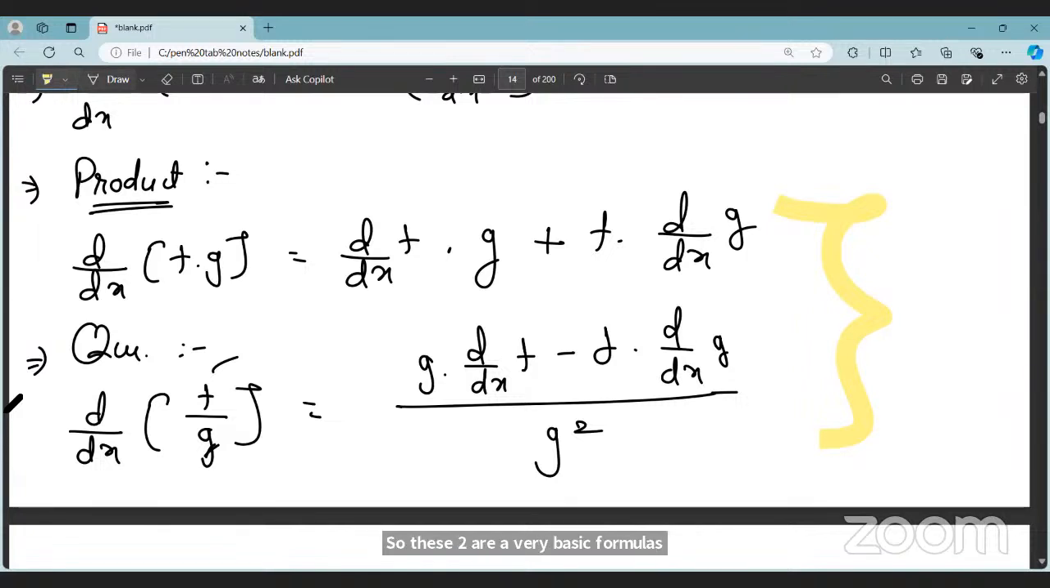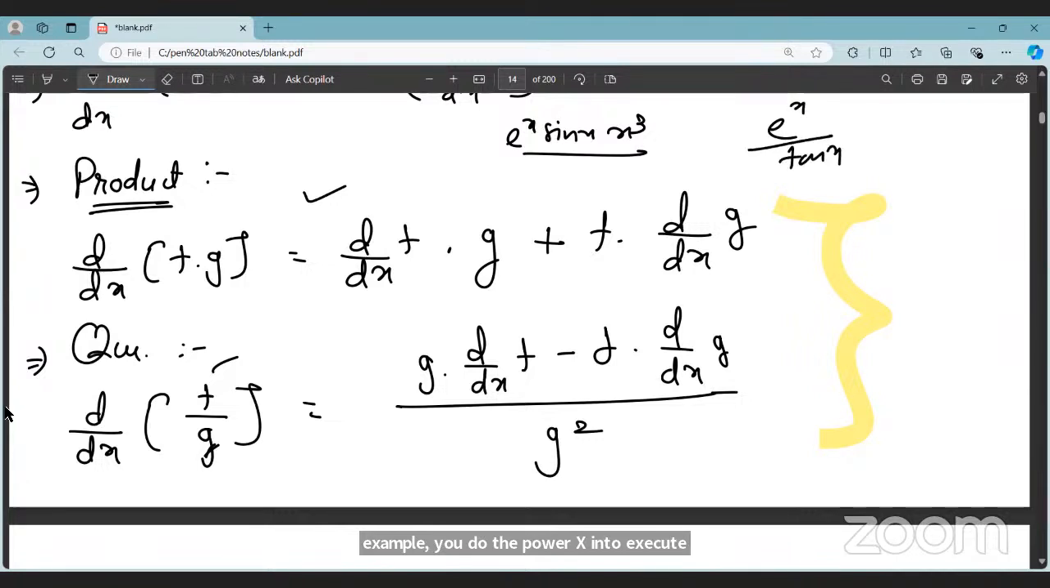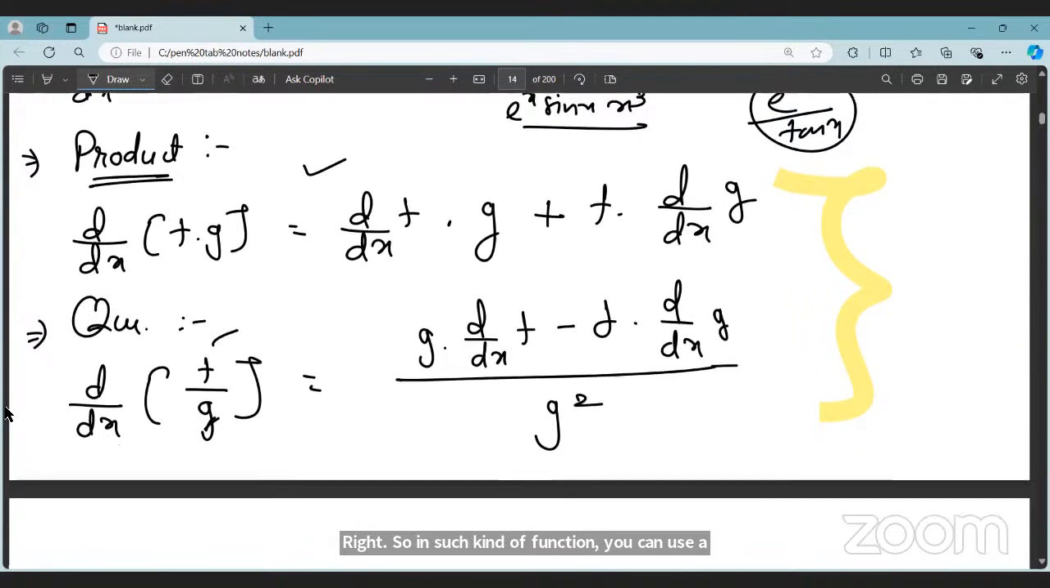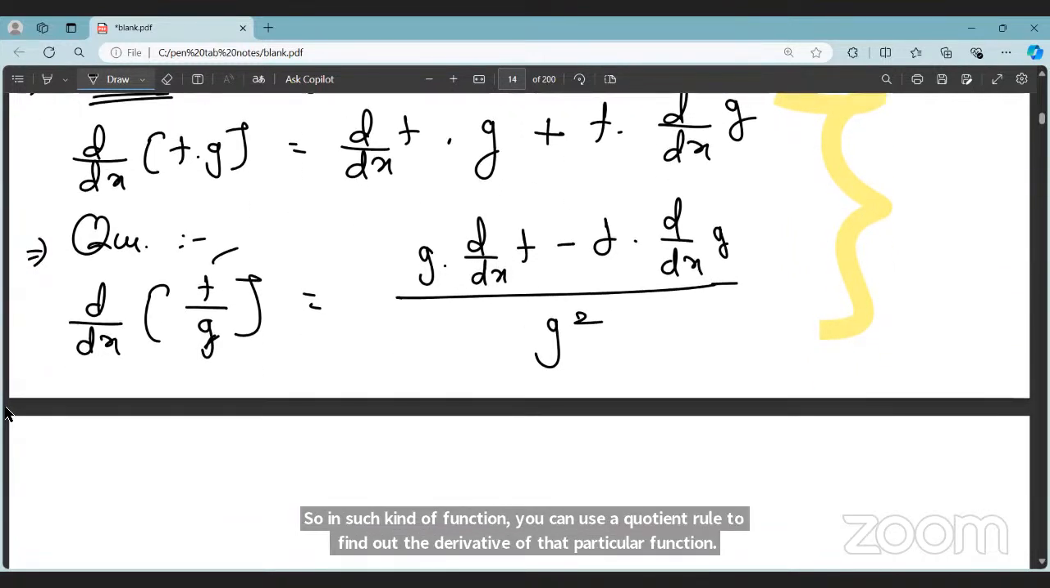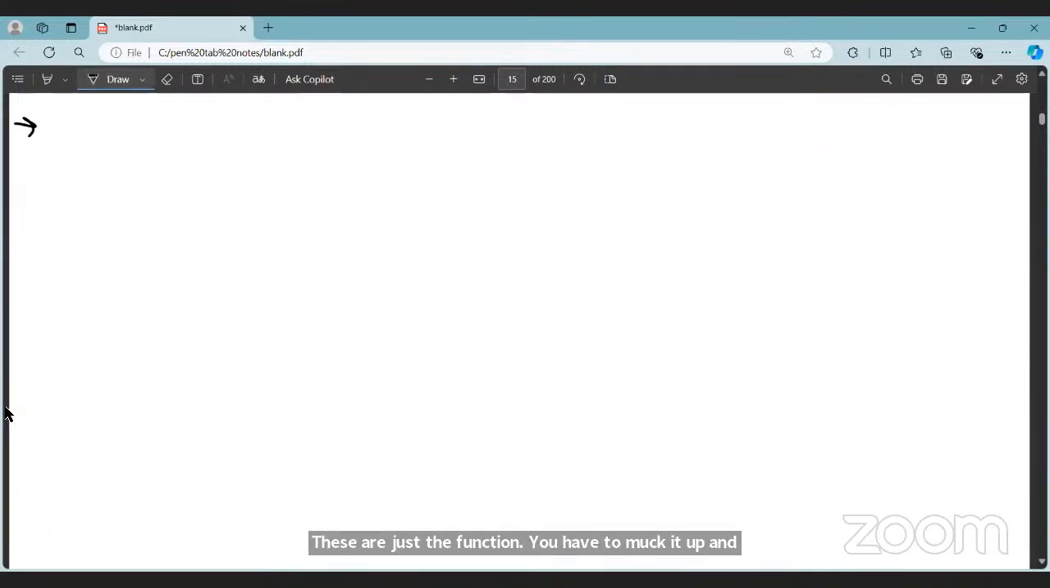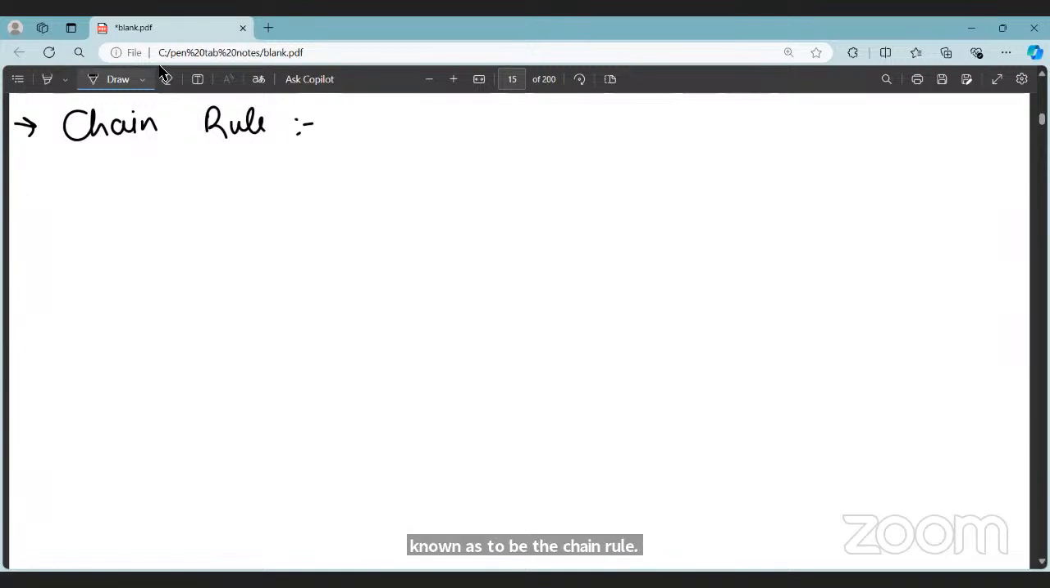Whenever you have some complicated function, for example e to the power x sine x into x cube, right? In such a function, you have to use the product rule. That will be much easier. And if you have some function like e to the power x upon tan x type of function, right? In such a function, you can use the quotient rule to find the derivative of that particular function. Okay, is that clear? You have to mug these up and remember them. That's okay. Now let's come to a very important rule, which is known as the chain rule, or differentiability of composite functions.